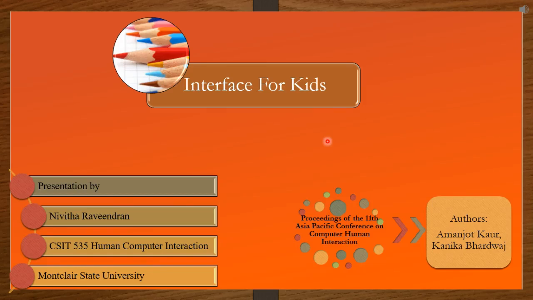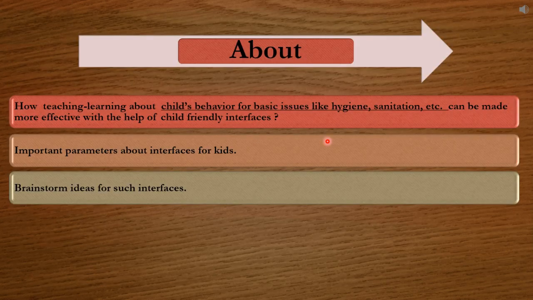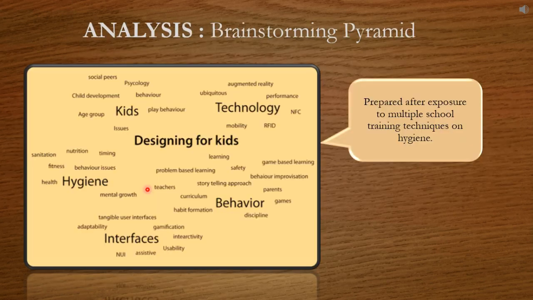Hi, I'm Nita, and my presentation is about interfaces for kids, and this is based on a research paper. This paper is all about how teaching or learning about child's behavior can be made more effective with the help of child-friendly interfaces. So, what are the important parameters that need to be considered while designing such interfaces for kids? And then some sample brainstorming ideas for such interfaces.